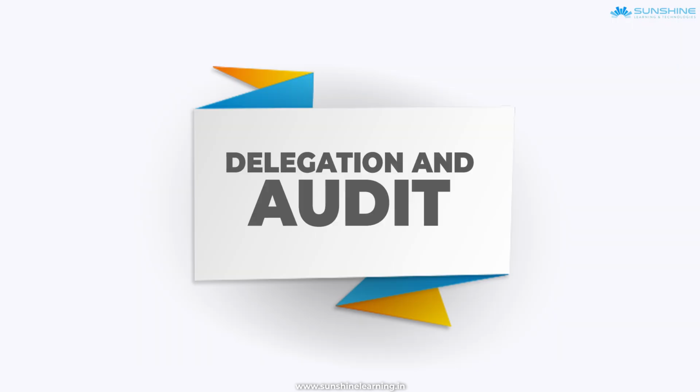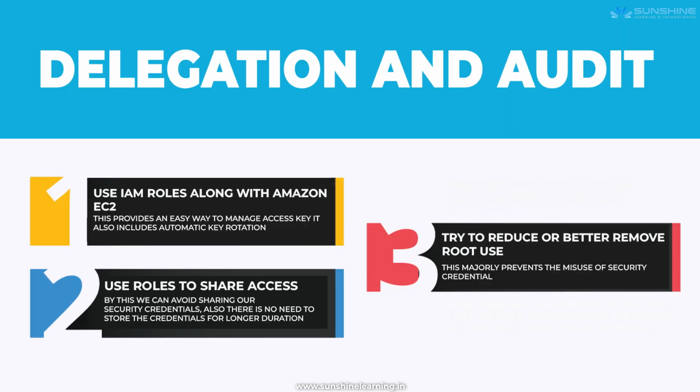Delegation and audit as a best practice. Use IAM roles along with Amazon EC2. Whenever you use an Amazon EC2, try to use the IAM roles. This provides an easy way to manage access keys. It also includes automatic key rotation as well.